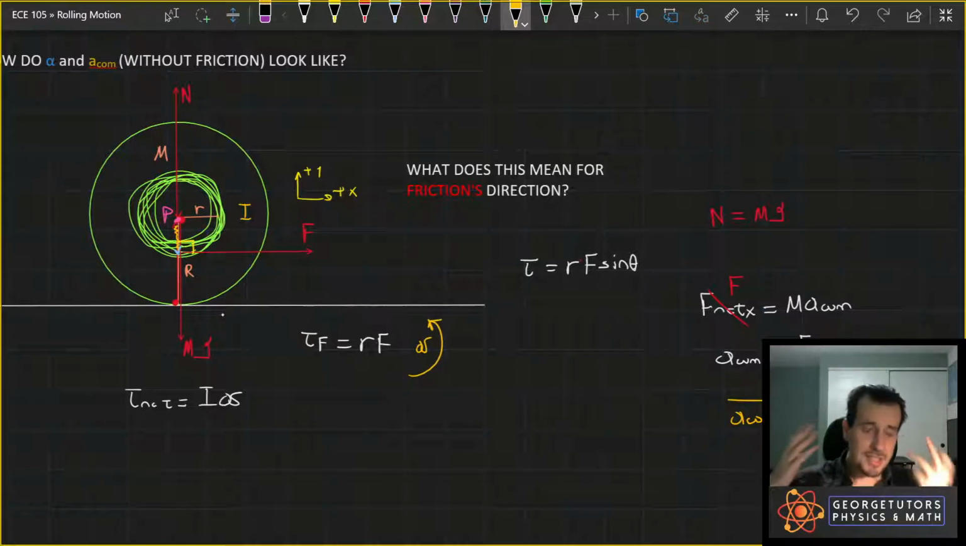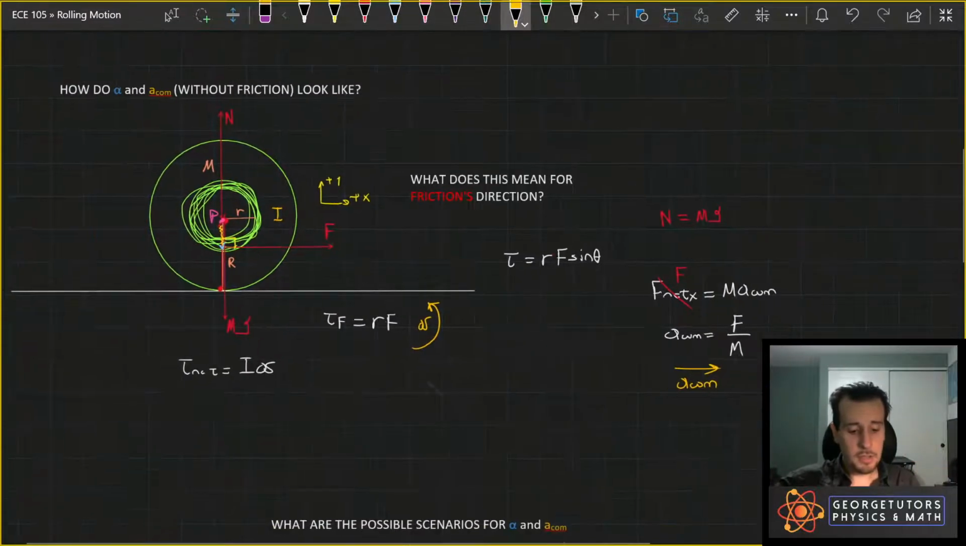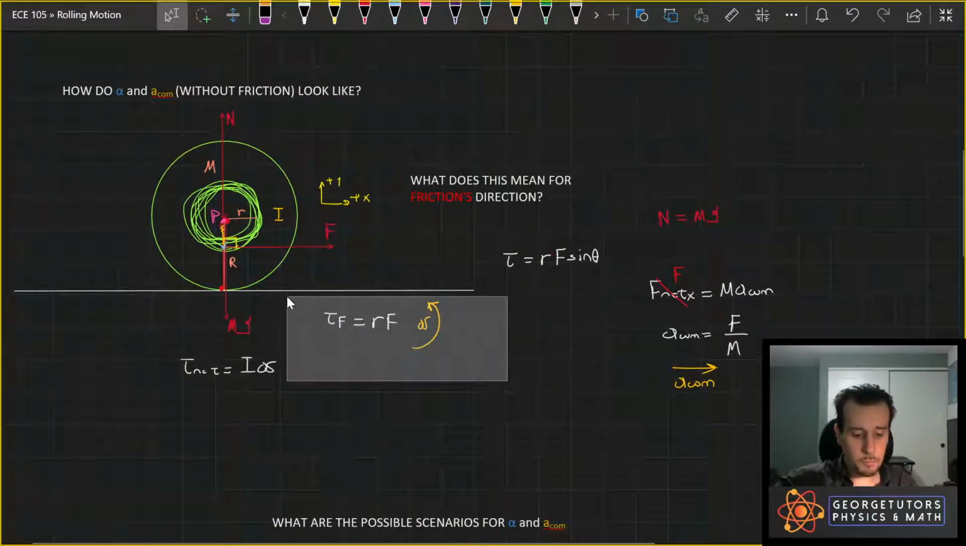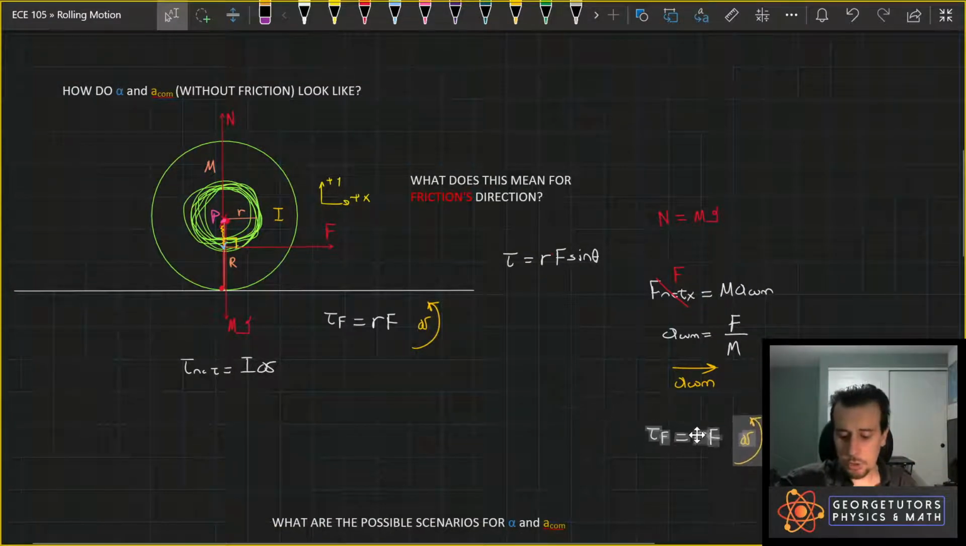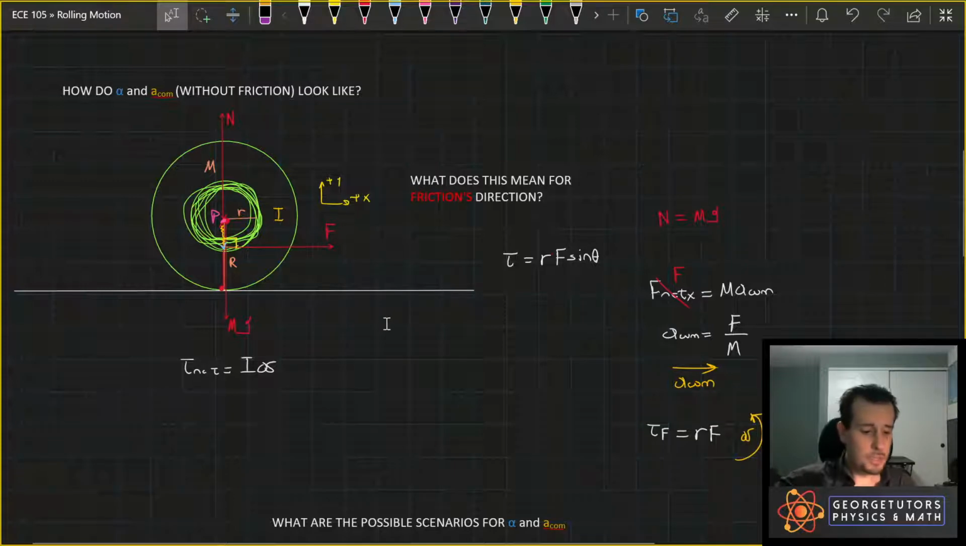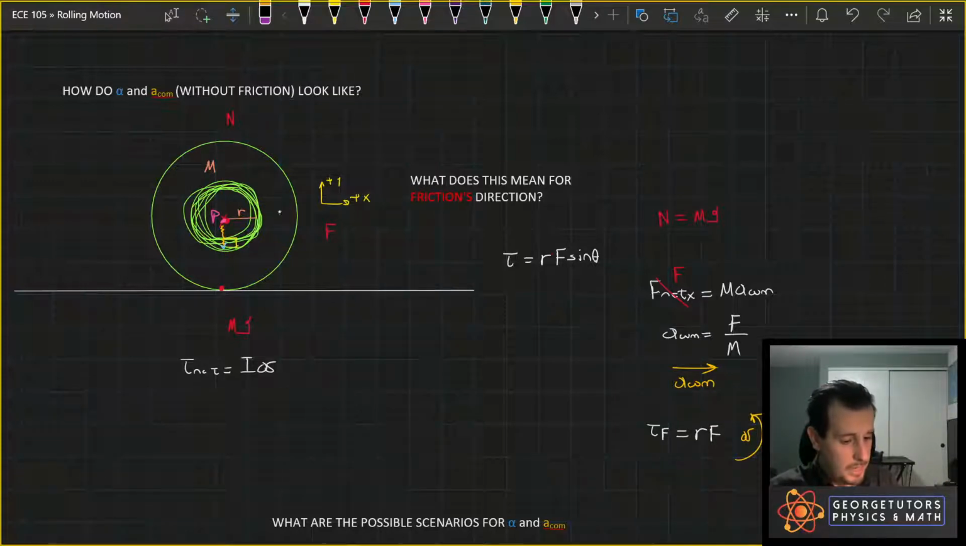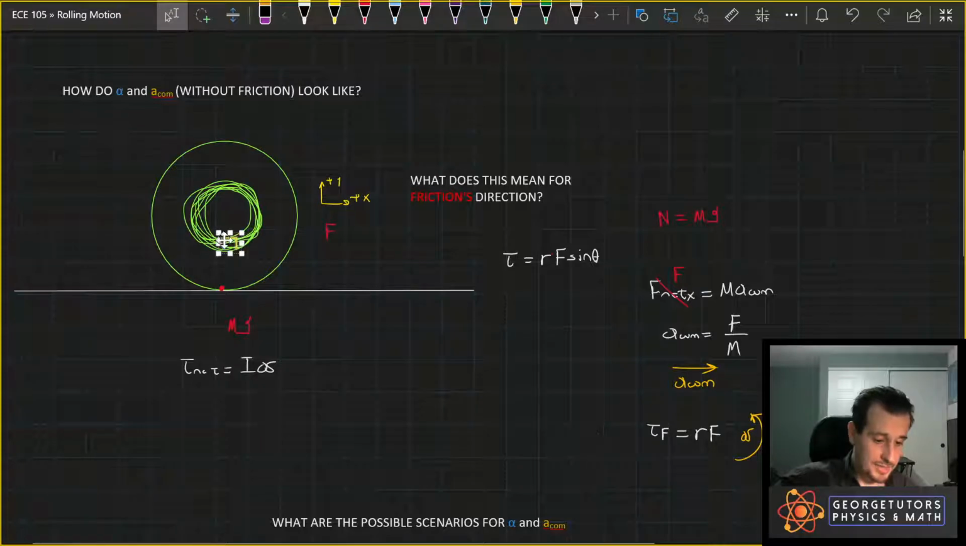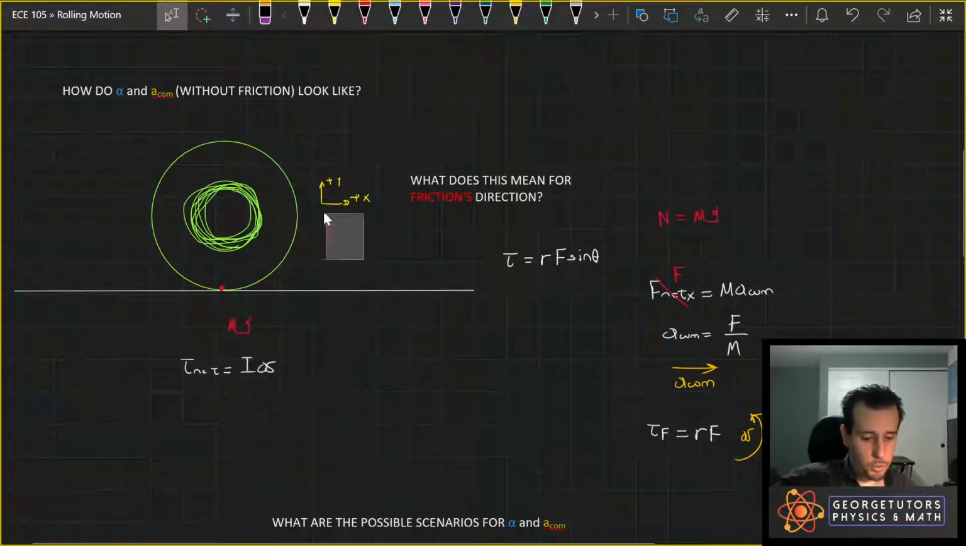So what does this mean, right? We have come to the conclusion of what our accelerations are going to look like. That's what we wanted, right? We wanted to see what ACOM and alpha are going to look like. So I'm going to get rid now of all of the unnecessary information, and I'm only going to keep the contact point around at the very bottom because that's really all that matters at this stage. And again, we're going to picture the accelerations.